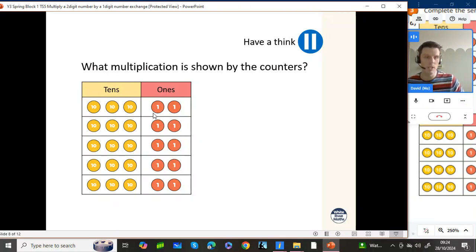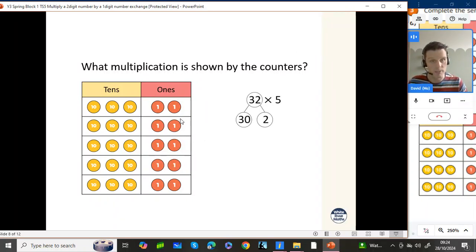If we look closely, we knew from the last place value chart that the top row was the two-digit number. So here we've got 3 tens, which equals 30, and 2 ones. So 30 plus 2 is 32. And then we need to know what we're multiplying by, and that's the number of rows. So we've got 1, 2, 3, 4, 5 rows. So it's 32 times 5.